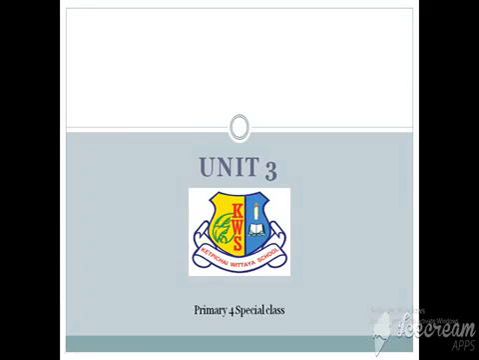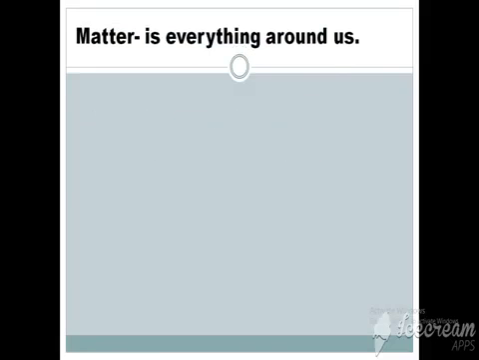Our topic for today is about the phases of matter. Can you define what is matter? Okay, here we are. Matter is everything around us.